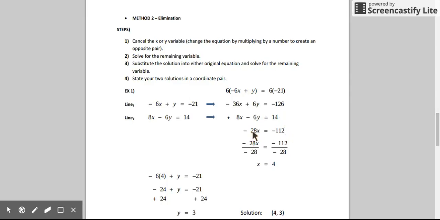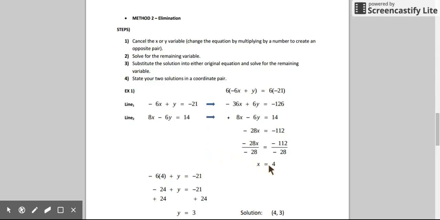So now that we have one variable, we can solve for it. To solve this, we're going to divide both sides by negative 28, and we get x is 4. So we canceled our y variables. We solved for x. The third step is to substitute this variable back into one of the original equations. It doesn't matter which one, you have your choice, whichever one seems easier to evaluate. I chose the top equation, but we could have substituted it in the bottom just the same.